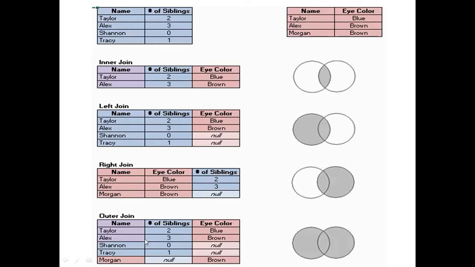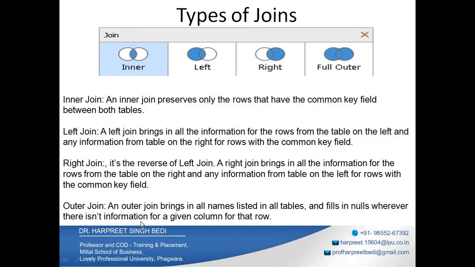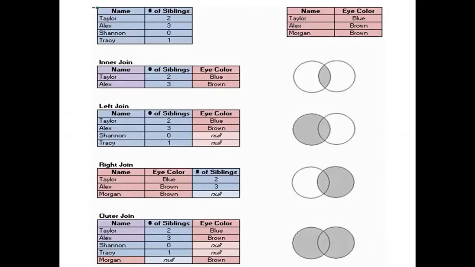The last one is called an outer join. Outer join is a technique where all the unique values are clubbed together and shown in your final view. This is the example of the outer join. All the unique values of table 1 as well as table 2 have been pasted here.